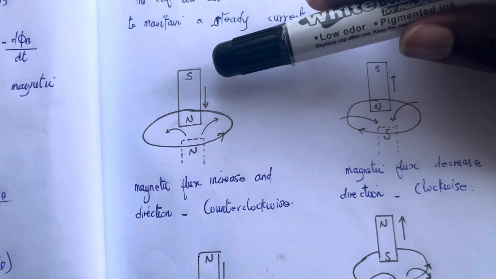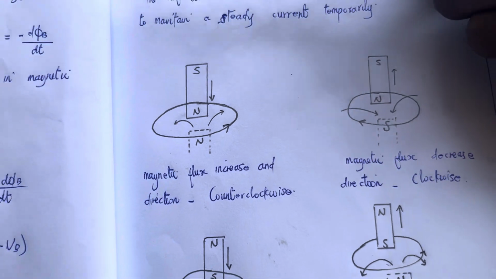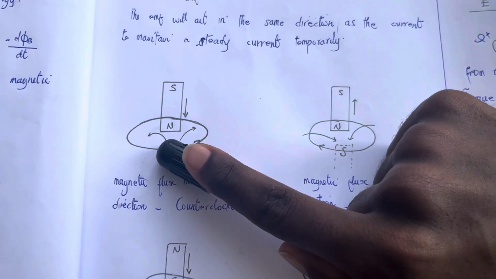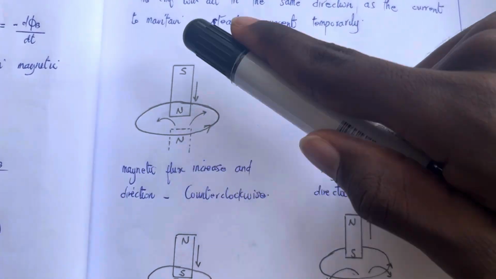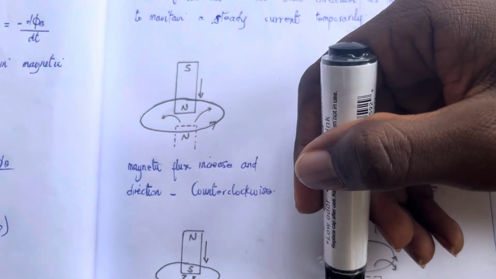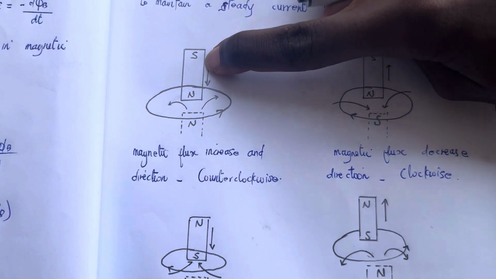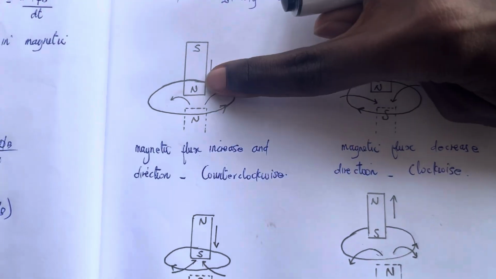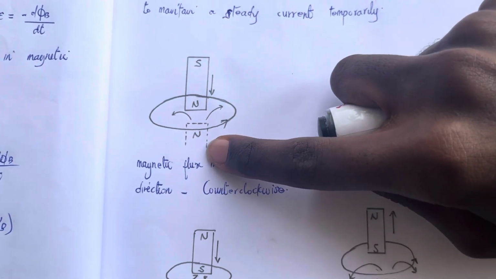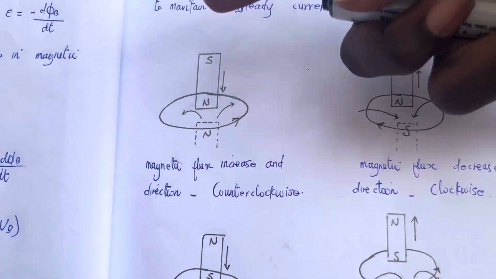If you tend to bring the magnet into the loop, the best way you can solve problems like this is that you have to assume that there is also another magnet that will be opposing it, so that this magnet will not enter the loop directly. Okay, what I'm trying to say is, there is a magnet, the north pole is rather facing the loop.